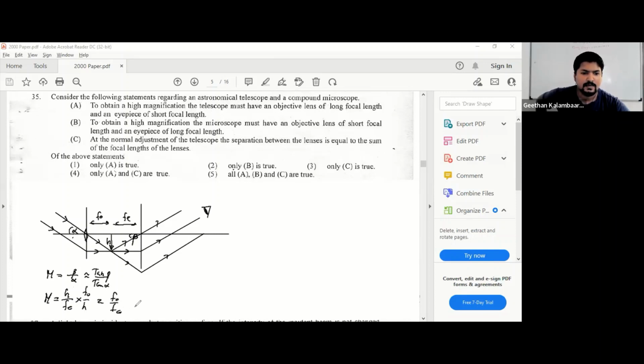So to make the magnification greater than 1, FO over FE has to be greater than 1. Therefore, FO has to be greater than FE. So to obtain a higher magnification, the telescope must have an objective lens of long focal length and an eyepiece of short focal length. Correct. To obtain high magnification from the microscope, it must have an objective lens of short focal length and an eyepiece of long focal length. So how are you supposed to do this?